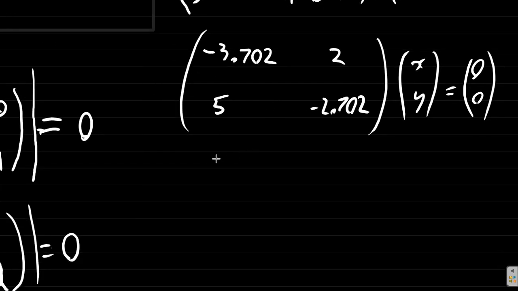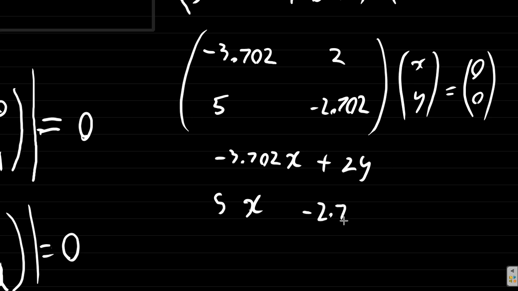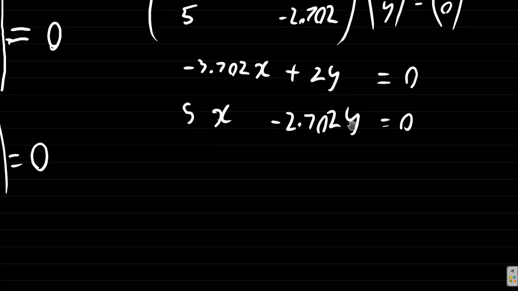So, negative 3.702x plus 2y, and 5x minus 2.702y, equals 0. So up here equals 0, down here equals 0. Alright? And then we solve this.